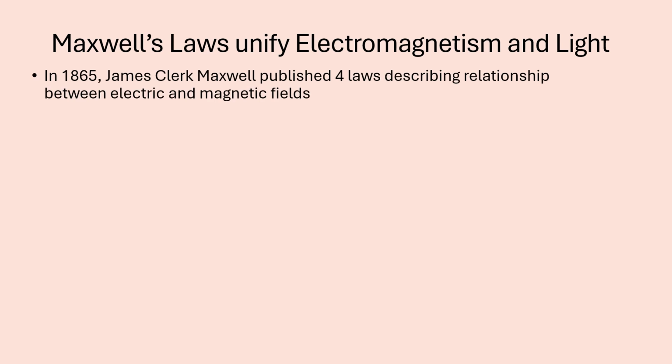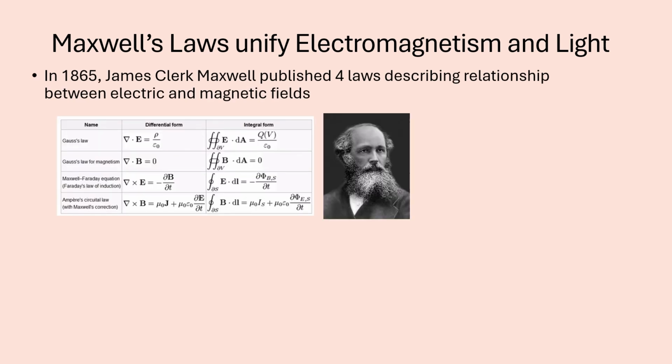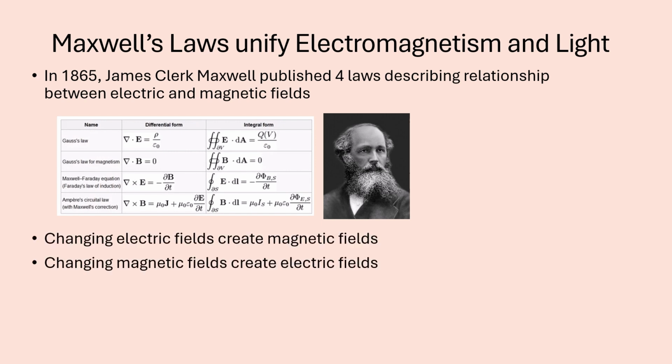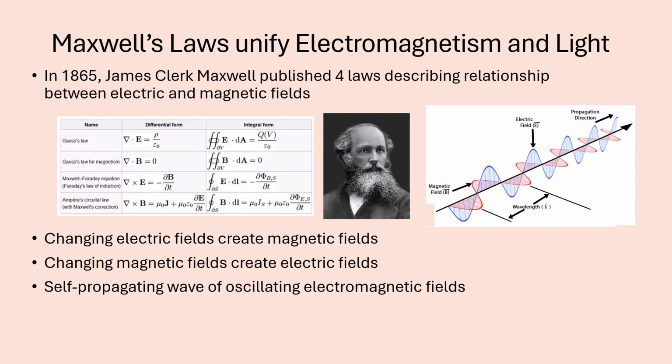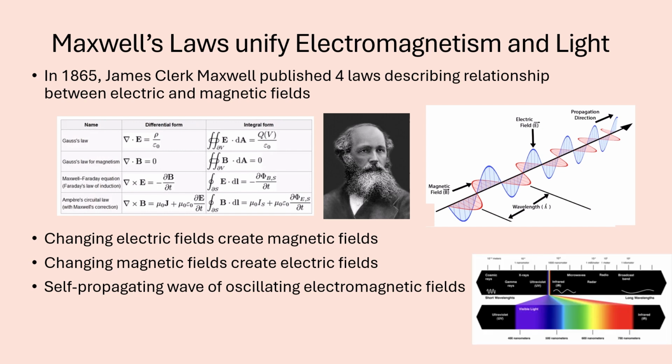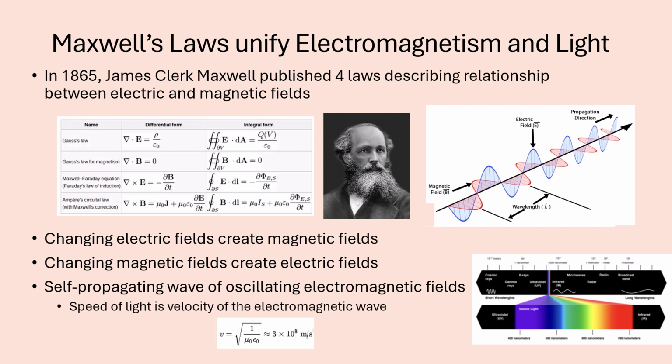In 1865, James Clerk Maxwell published 4 equations unifying electric and magnetic fields. Changing electric fields creates magnetic fields, and changing magnetic fields create electric fields. He realized an alternating electric field would produce a self-propagating wave. This electromagnetic wave is radiation, which includes visible light, ultraviolet, infrared, radio waves, and X-rays. He calculated the speed of the wave was based on 2 universal constants, the permeability and permittivity of a vacuum.